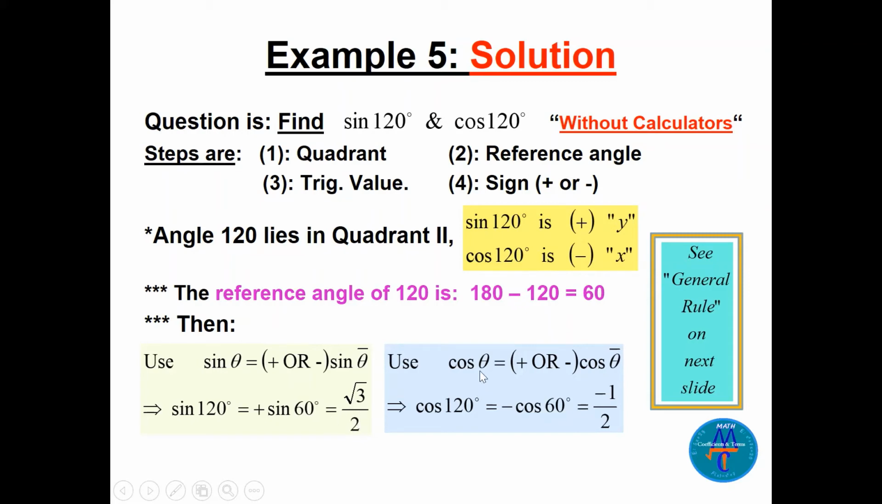Now let's see the cosine. Cosine 120, which is cosine theta, plus or minus, it's minus, because the cosine, which is the x value in quadrant 2, is minus, so minus cosine 60. Cosine 60 by itself, which is the reference, is half, so that's minus half for the cosine. Now see the general rule on the next slide to see more complicated questions like example 5.